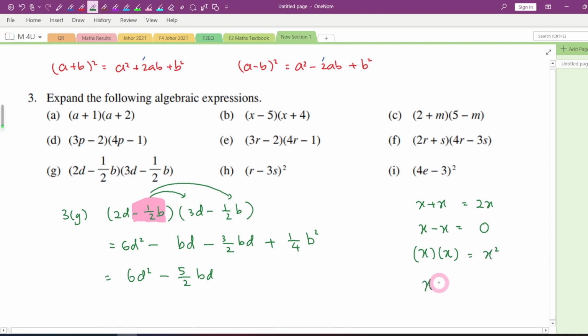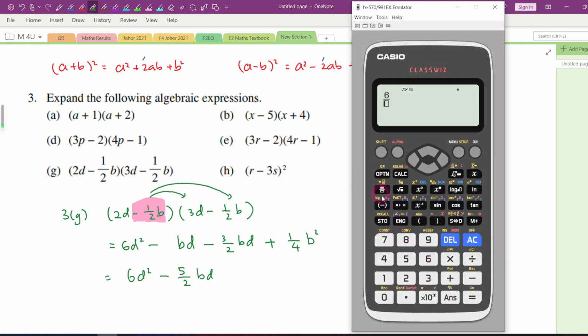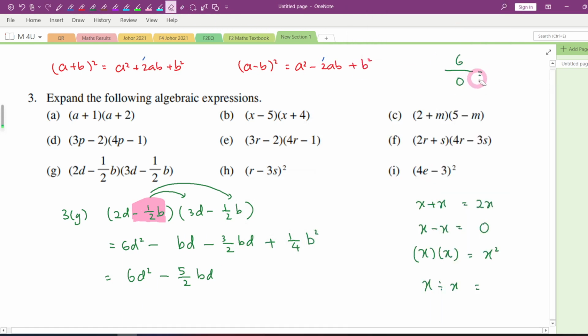So how about x divided by x? Provided that x is not 0. Why do I want to say x is not 0? Because when we divide, here we cannot put 0. If you put a 0, you cannot get the answer. It's undefined. Let's say for example 6 divided by 0, you can press your calculator. 6 divided by 0, you cannot get the answer. It's undefined. Same thing, 0 divided by 0, you cannot get the answer either.